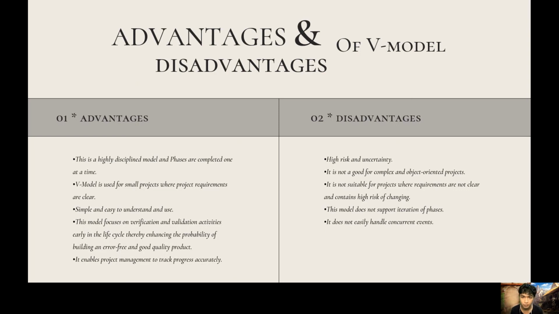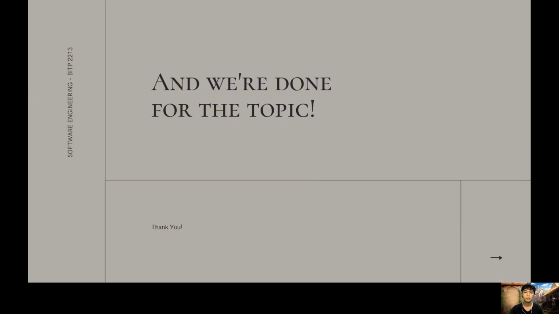While the disadvantages of the V model are high risk and uncertainty, it is not good for complex and object-oriented projects. It is also not suitable for projects where requirements are not clear and contain a high risk of changing. Another disadvantage is that this model does not support iteration of phases and it does not easily handle concurrent events.